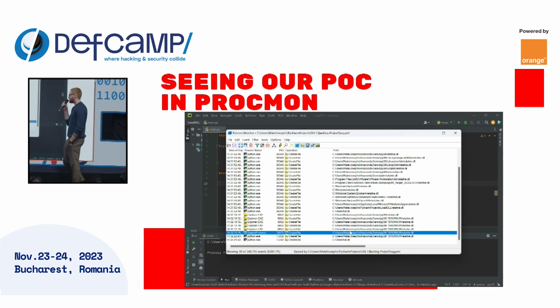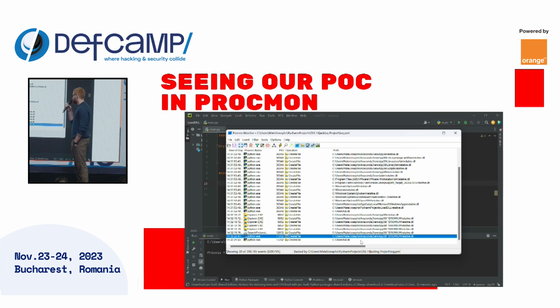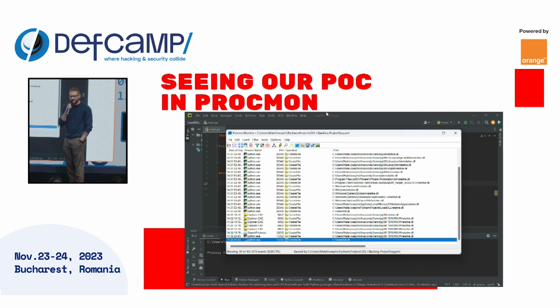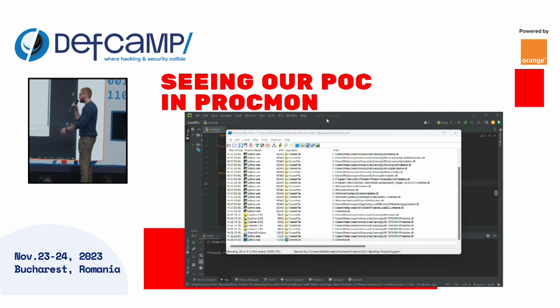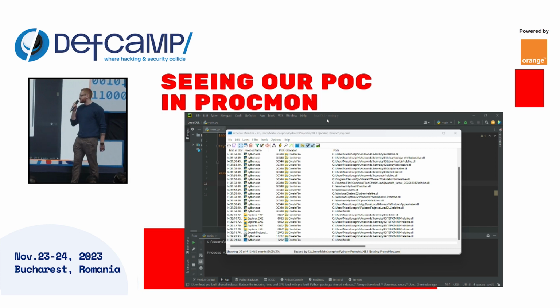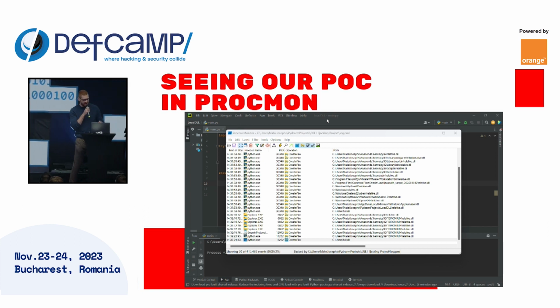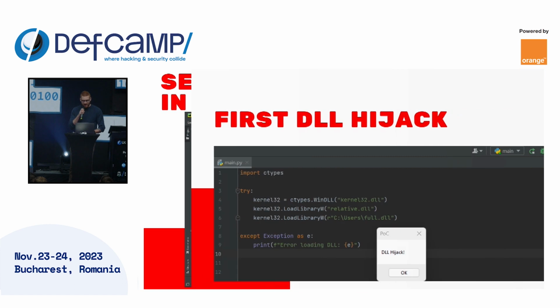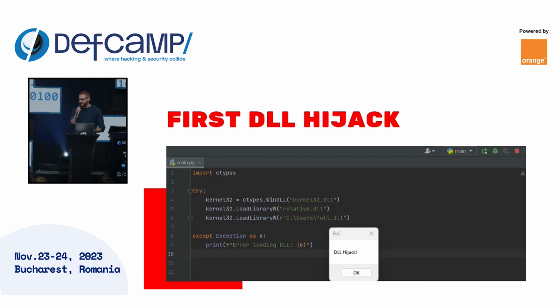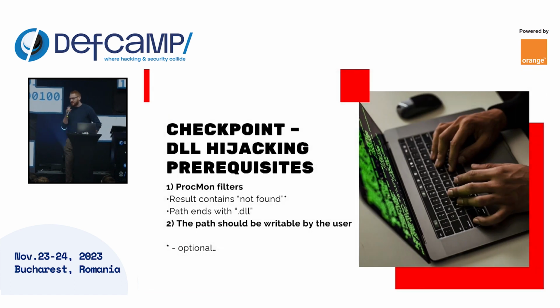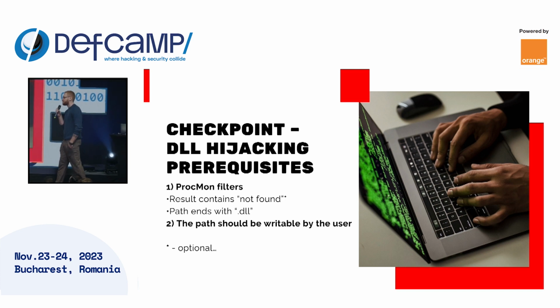And as you can see here, there aren't that many attempts to load relative.dll this time. There's only one from Bromium, but that is HP specific and doesn't matter for this talk. What's important is that we managed to hijack our first DLL. And I could say, well done, guys. You've hijacked your first DLL. And I think this is a perfect moment for a checkpoint.